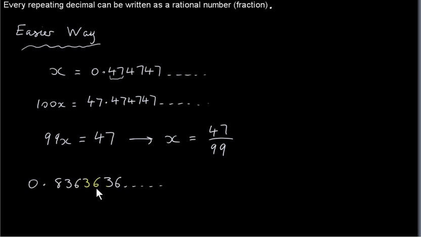Here is another example. We have 0.8363636. The 36 recurs indefinitely. The first thing we should do is move the decimal point to the beginning of the repeating part. So we just multiply this by 10. If I call this number x, then 10x is going to be 8.36 recurring.